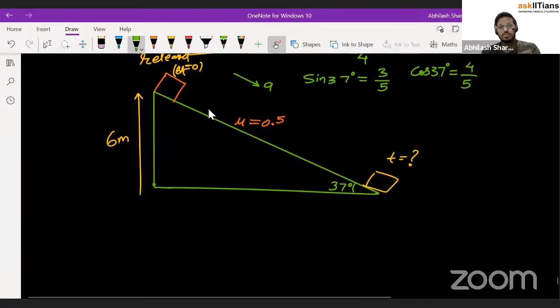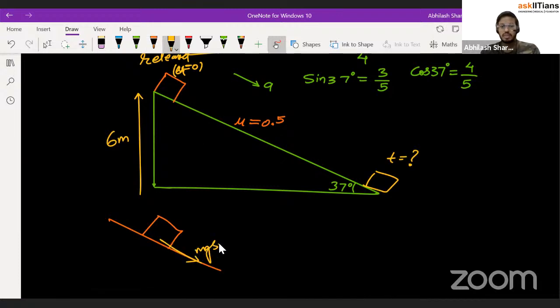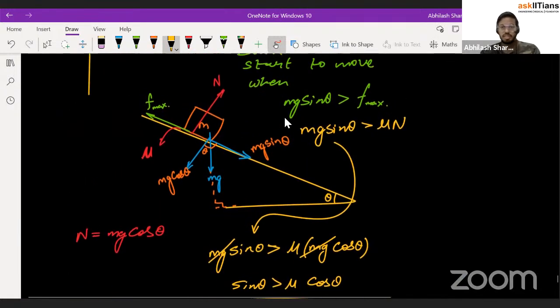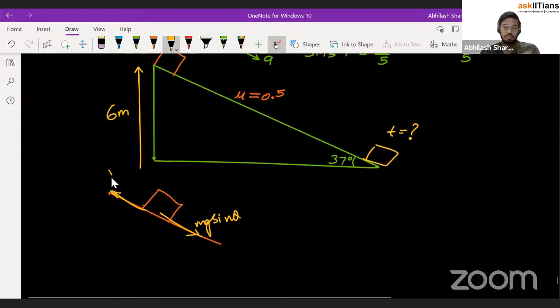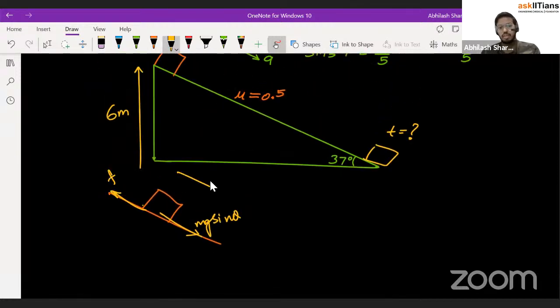Let's look at what all forces are acting on the block. If I see what all is acting on the block, we know there will be mg sine theta. Do you guys remember? The component of gravity, mg sine theta, this one. Friction will be acting up here. And it will be doing an acceleration downwards. So what will be its acceleration? No, Taha, even that's not correct. No, Kishore. So with what acceleration will it be going down?